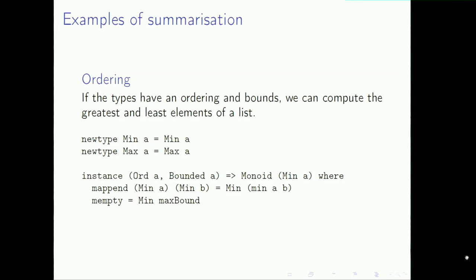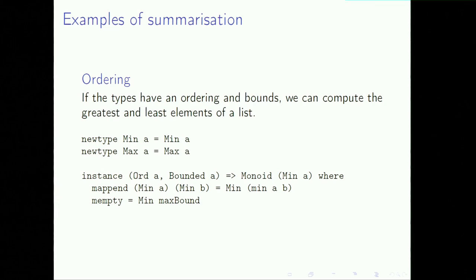But if we're going to summarize a list, we probably want to take a summary knowing more information about the values inside that list. So there are two other possible choices of monoid. If we know that the elements in that list have an ordering and they have greatest and least bounds, then there are two possible monoids we could use for those values.